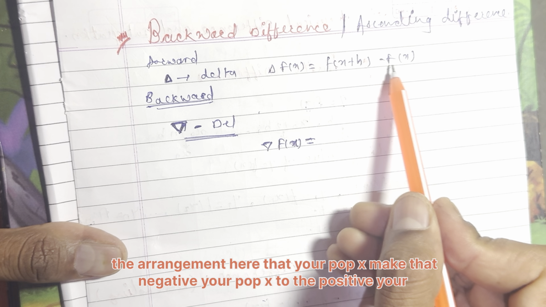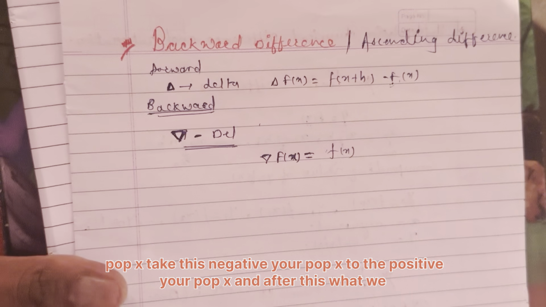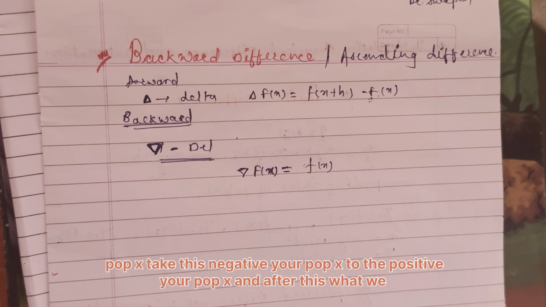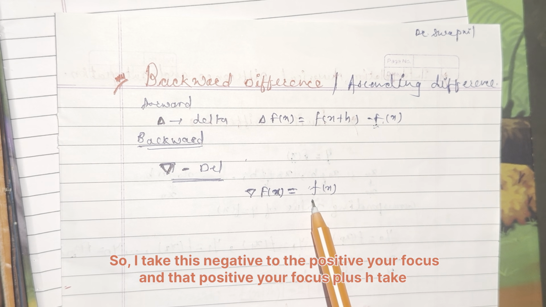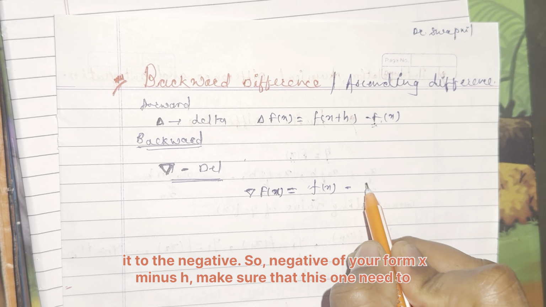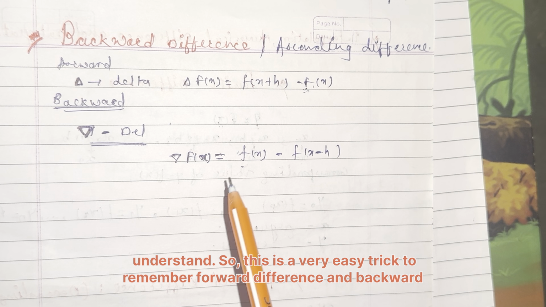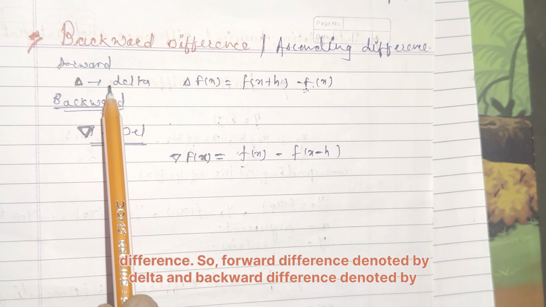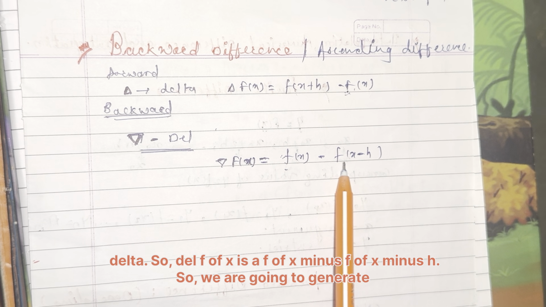Now see that we have some arrangement here. Take the negative f of x to the positive f of x, and then take the positive f of x plus h to the negative, so negative of f of x minus h. Make sure you understand this. This is a very easy trick to remember forward difference and backward difference. Forward difference is denoted by delta and backward difference by del. So del f of x is f of x minus f of x minus h.